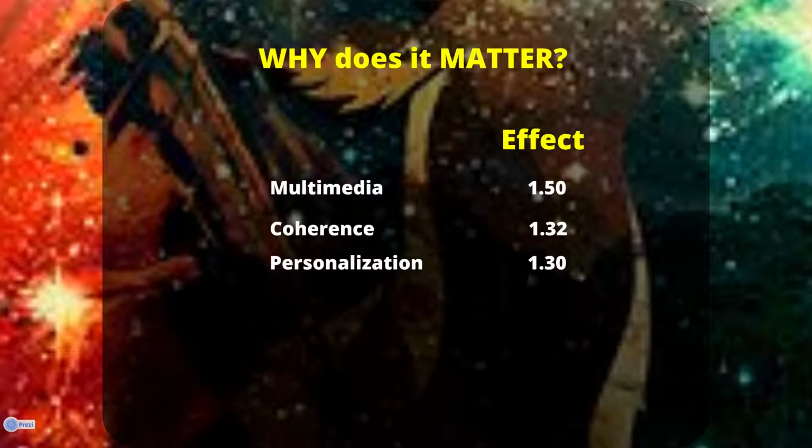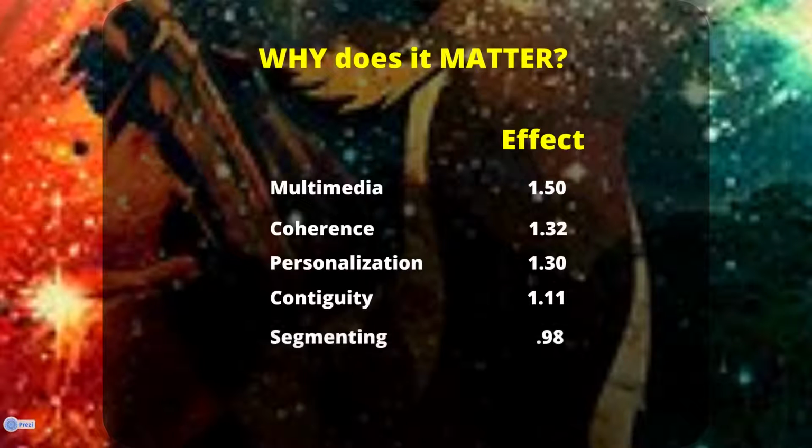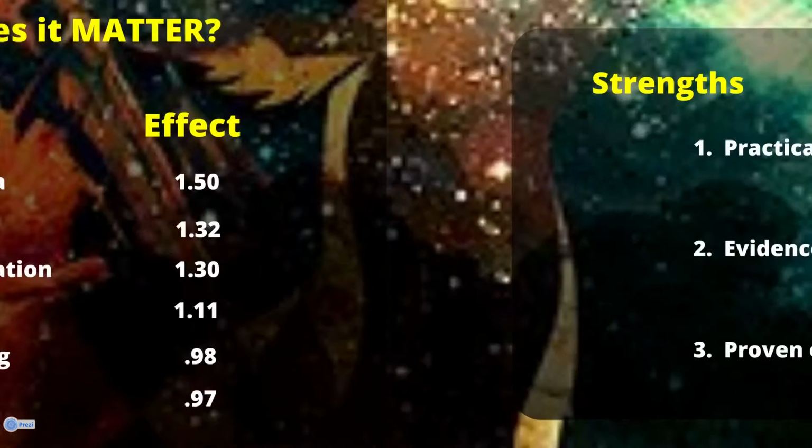The personalization principle comes in at about the same effect size of 1.3, so use of a visible author using friendly tones of voice and informal conversation is really going to help students learn, retain, and apply what they've learned. Contiguity, keeping related ideas together on screen and in close proximity is going to have an effect size of 1.11. Segmenting, breaking up into smaller bites, is going to have an effect size of 0.98. The modality principle, which mode you're using, eyes versus ears, is going to have an effect size of 0.97.